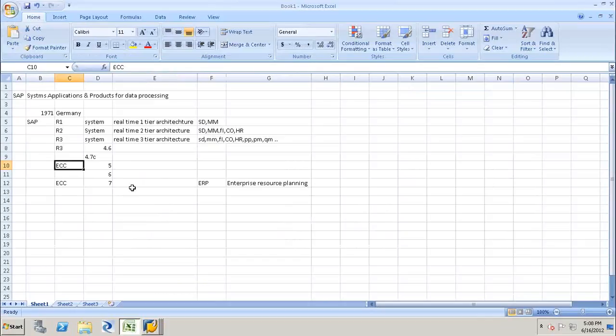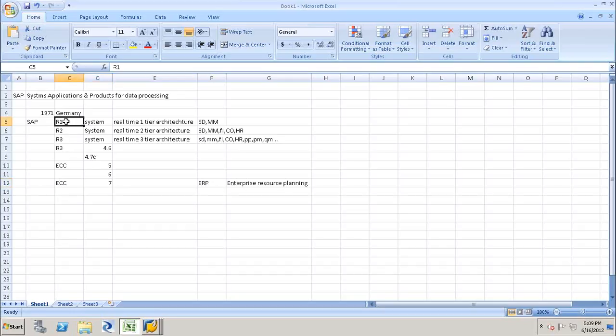So very simple. First point, what we need to remember here is, SAP started in the year 1971, and they started with the R1 system. Using the R1 system, a customer can perform transactions related to sales and material management. That's it. And they came up with different versions during their journey. As of now, the current version is ECC 7.0.